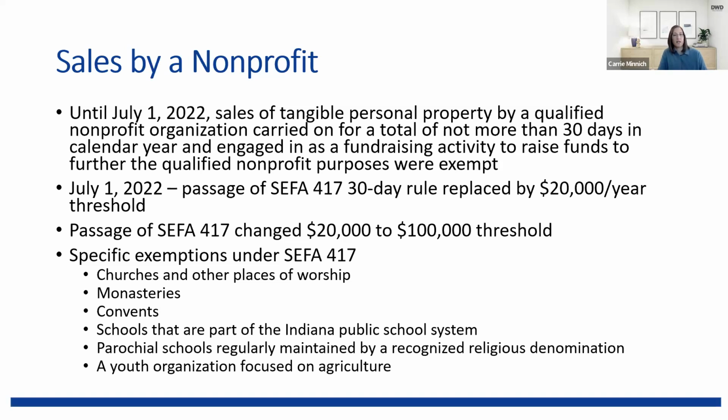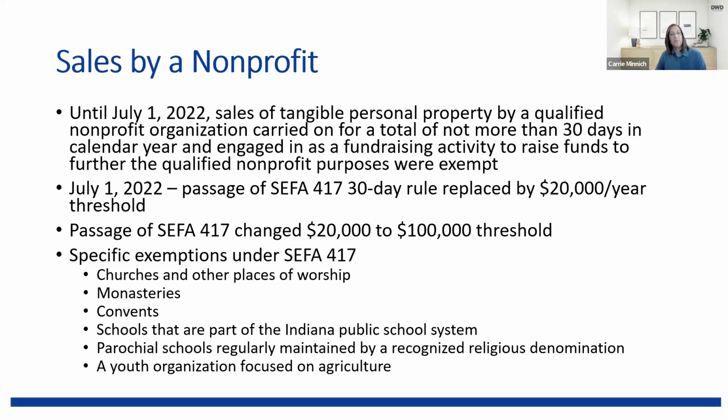Once you hit the $20,000, you have to start collecting and paying sales tax. Well, then a little bit later, still within the same year, they decided to change it and said, okay, we're not going to do $20,000 anymore. We're going to increase that to $100,000. So current law is if you sell less than $100,000 of tangible property within one calendar year, you are exempt from collecting and paying sales tax. Once you hit that $100,000, you have to start collecting and paying sales tax.